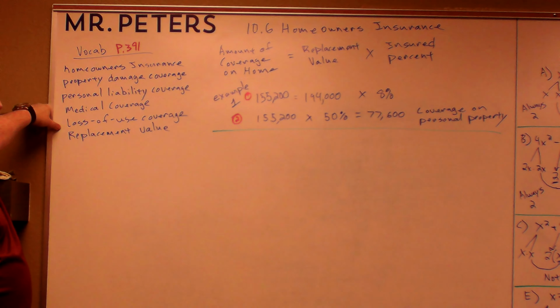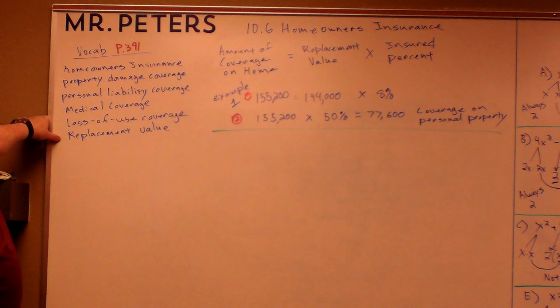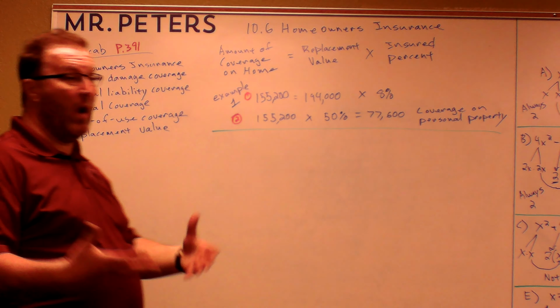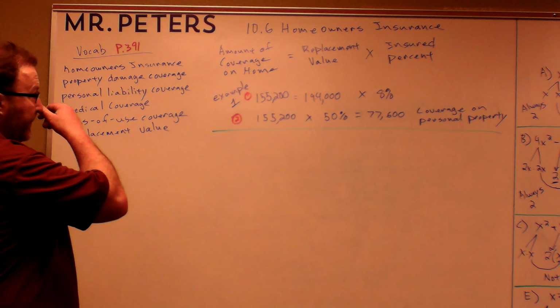Loss of use coverage, that happens if, let's say there was a flood in your house and you couldn't occupy it. So the insurance company usually puts you up in a hotel or something along those lines. And then replacement value is a figure that's figured out on what it takes to replace what needs to be replaced at the end of the day.